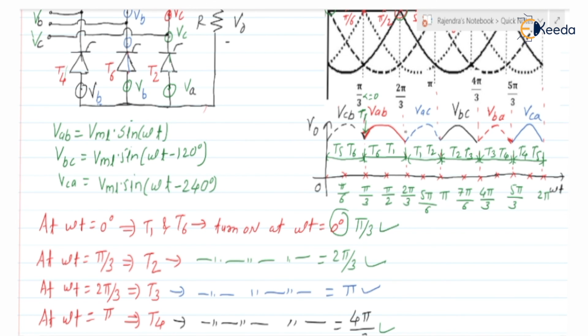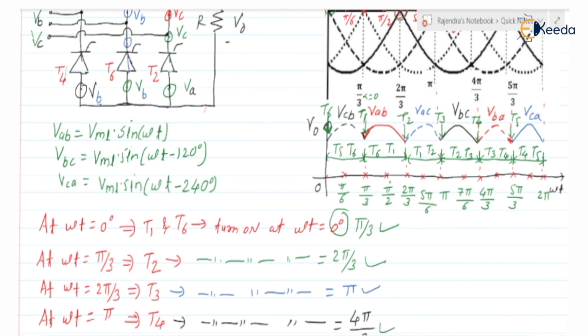Next, this is alpha equal to 0 for thyristor T2. This is alpha equal to 0 for thyristor T3. This is alpha equal to 0 for thyristor T4. This is alpha equal to 0, alpha means firing angle, for thyristor T5. And this 2 pi is nothing but 0 degree, omega t equal to 0. This is alpha equal to 0 for thyristor T6.